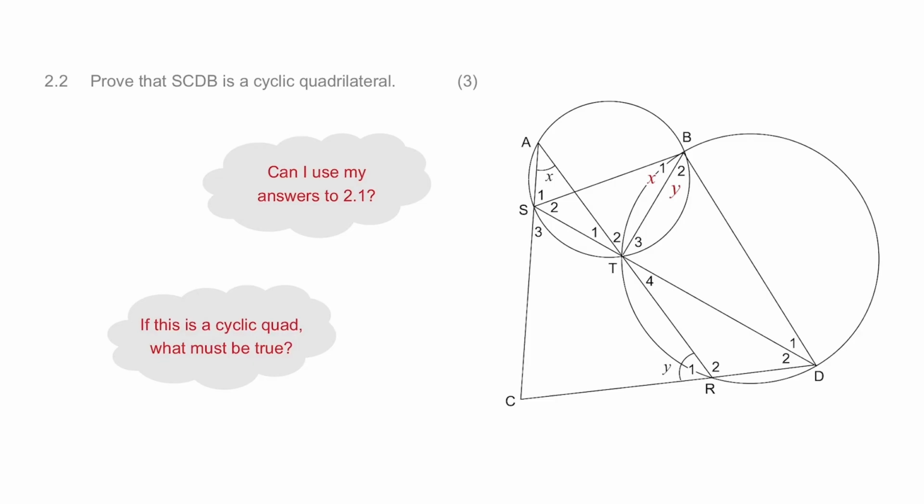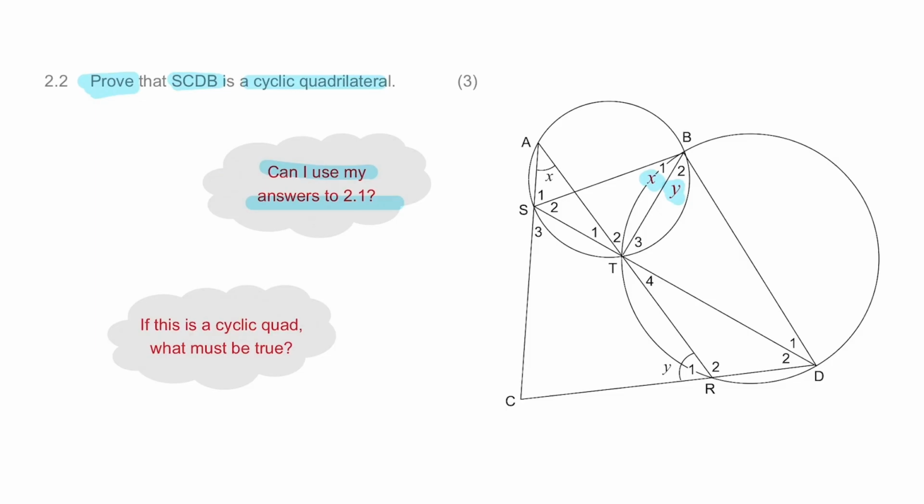2.2 is refreshingly different. We are being asked to prove something, which means we have to think quite hard. And what we need to prove is that SCDB is a cyclic quadrilateral. All right, so the first thing that we need to do is to ask ourselves, can we use what we've done in 2.1? And without knowing whether the answer to that is yes or no, it's always a good method to fill in what you know on the sketch before you start the follow-on questions.